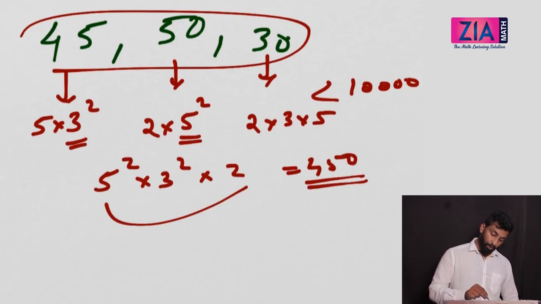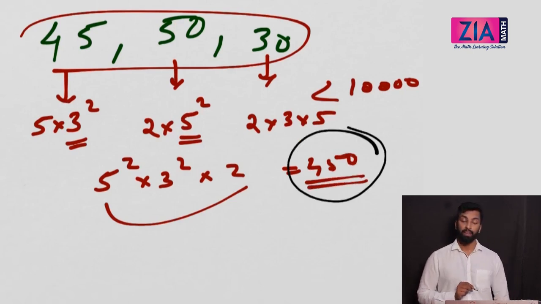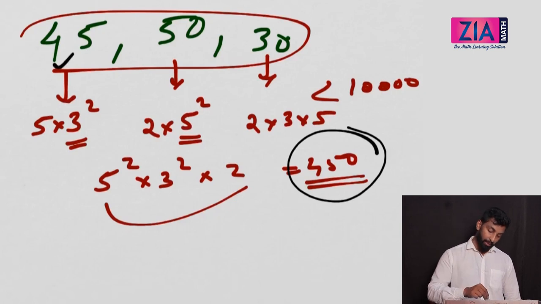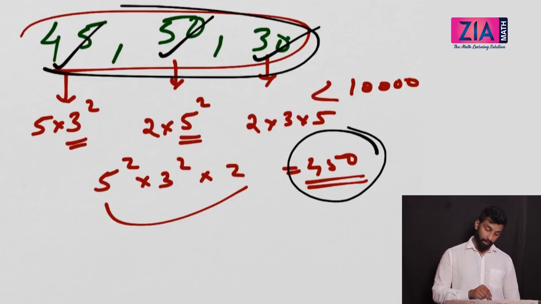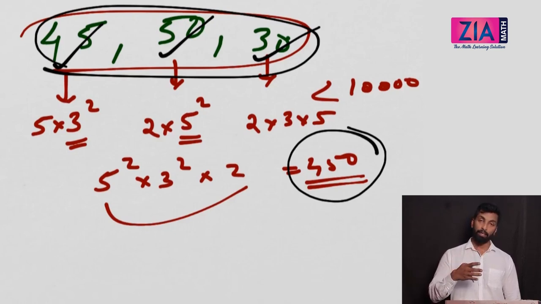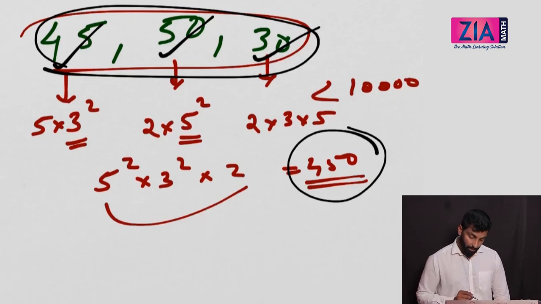So what does this mean? 450 is the first number which is divisible by 45, 50 and 30. But what we need to find out is the highest 4-digit number which is divisible by all the three, or which is the greatest multiple of all the three among the 4-digit numbers. So how will you find it?